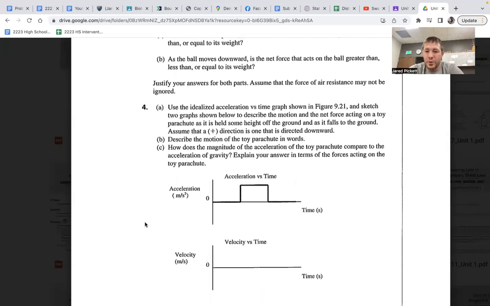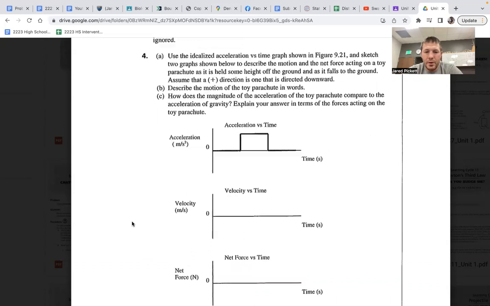All right, so as I look at number 4: use the idealized acceleration versus time graph shown in figure 9.21. Sketch 2 graphs shown below to describe the motion and the net force acting on a toy parachute as it is held some height off the ground and as it falls to the ground. Assume that a plus direction is one that is directed downward. Okay, so that's A. Sketch 2 graphs shown below to describe the motion.